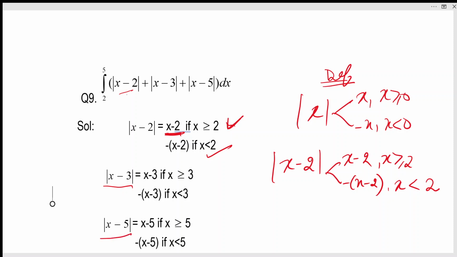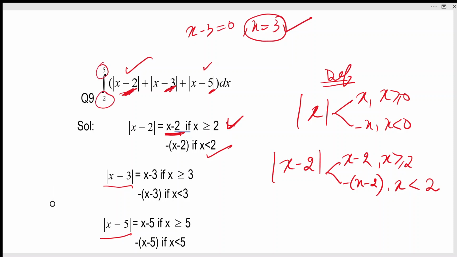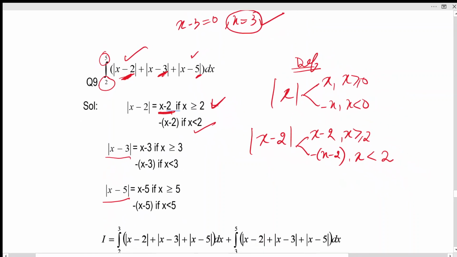Now this function is changing at 2. You can see it's changing at 2, getting a negative or a positive value. It's changing at 3. You can see 3 over here. It's changing at 5. Whatever you have inside the modulus, just put it equal to 0. x equals 3 means it is changing at 3. It is changing at 2 and 5, which is already mentioned in the question. It means you have to write 3 also in the middle.